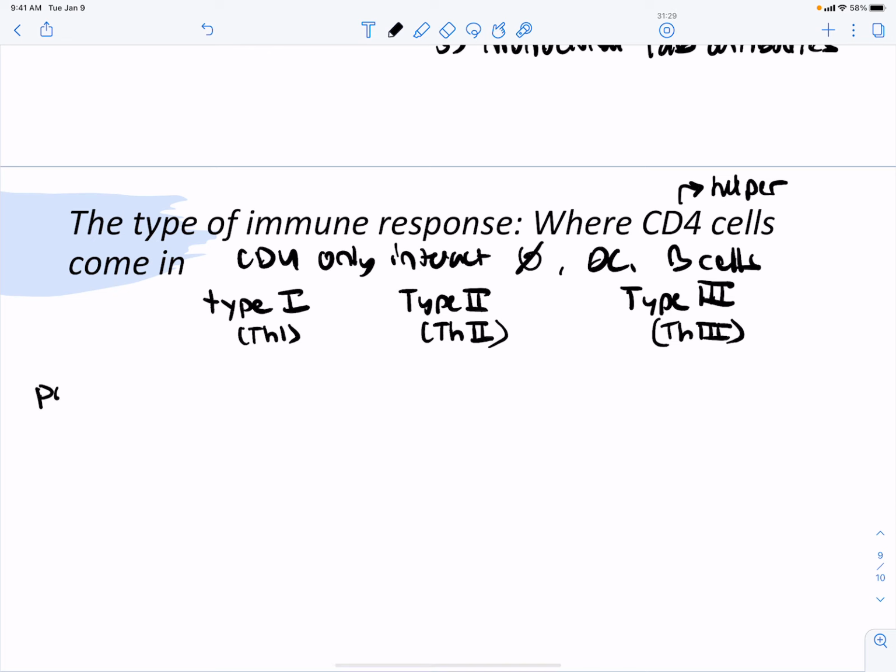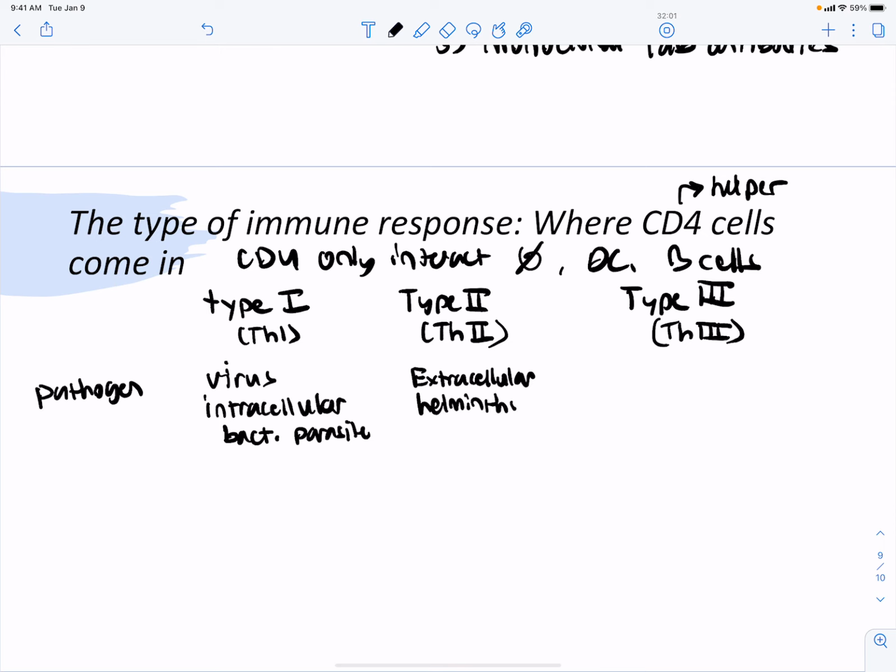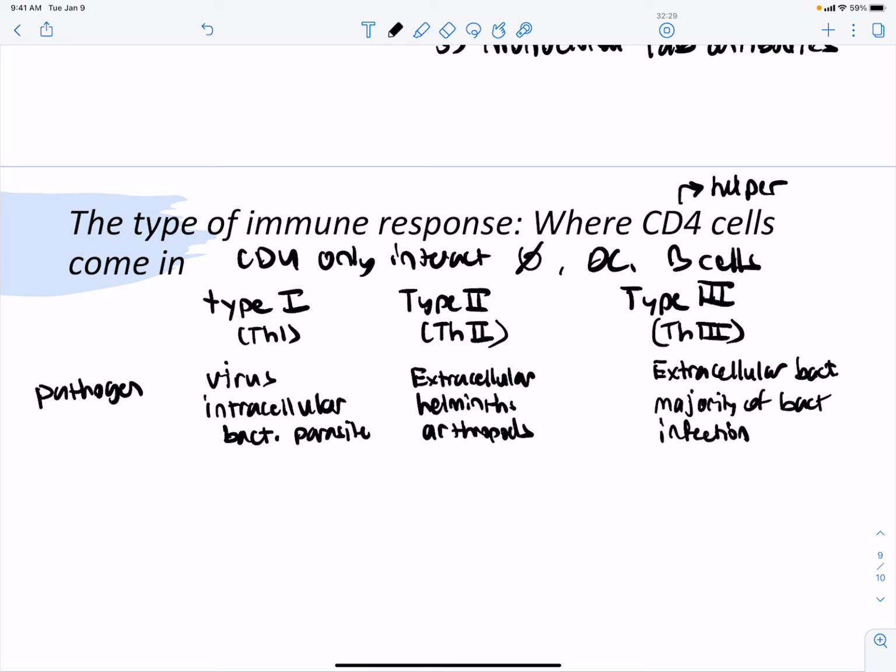And so the pathogen depends, what pathogen is depends on what type of help you want. So for a type 1, you want a virus or anything intracellular. And this could be a bacteria, it could be a parasite, etc. Type 2, you want a large pathogen. You want an extracellular hemolymph, for example, arthropods. For type 3, it's really important for extracellular bacteria. And this is actually a majority of most bacteria infections. Viruses are always intracellular. Most bacteria are extracellular. Exceptions are going to be, of course, like Mycobacterium tuberculosis, Listeria, and a few others.